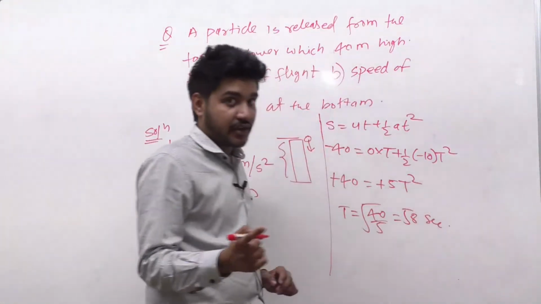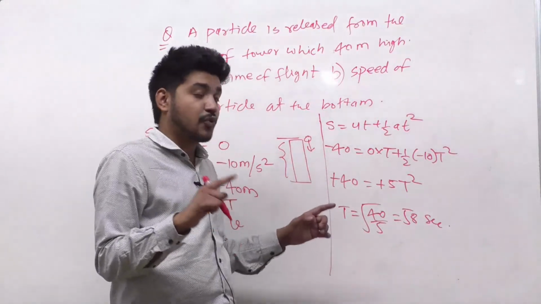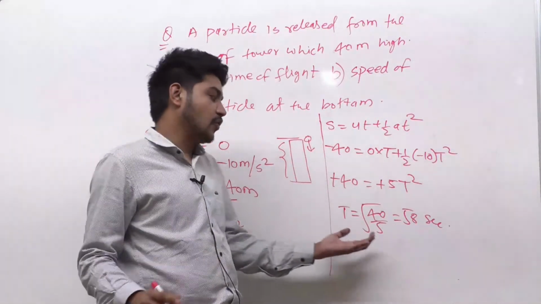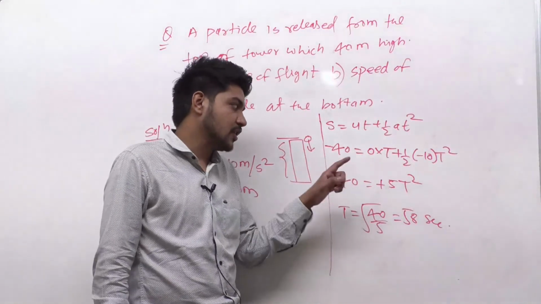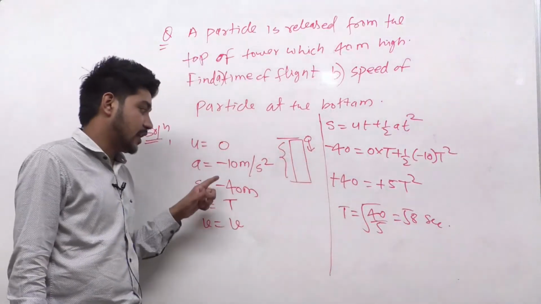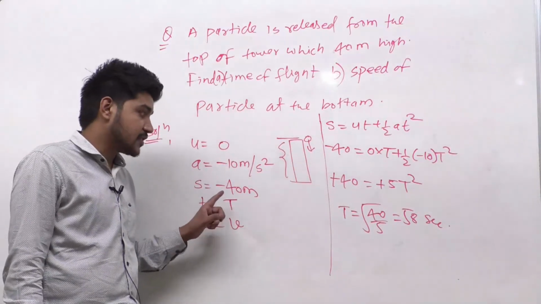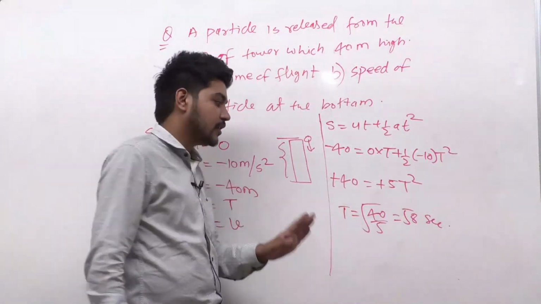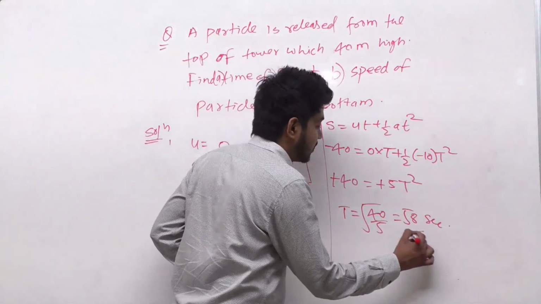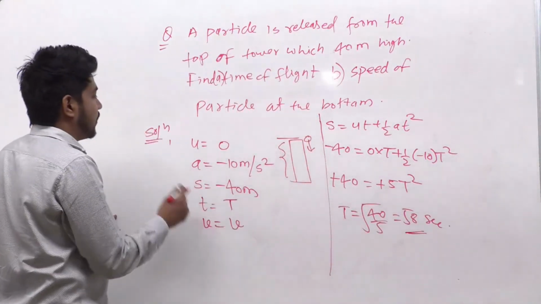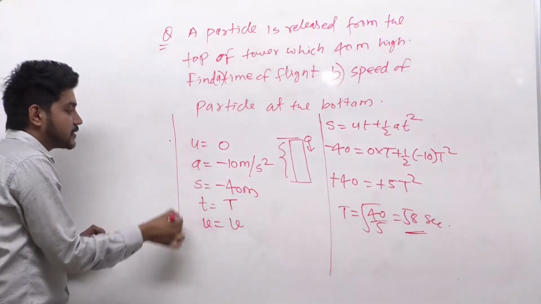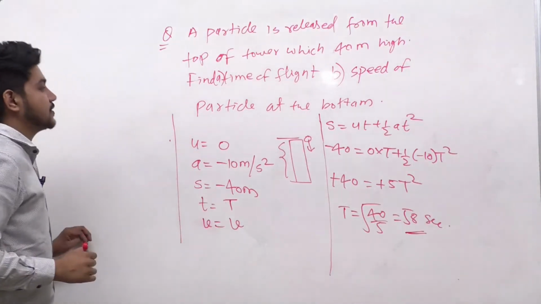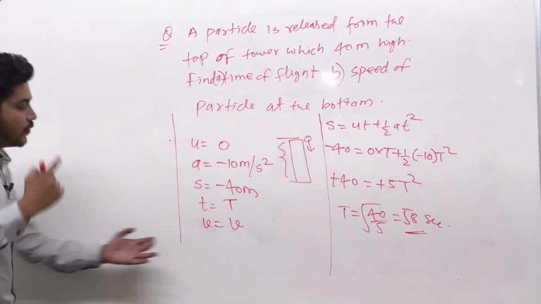Again I am saying, if you don't take direction or sign convention properly, you won't get the correct answer. If you miss any sign convention, you will get a negative inside the root, which is impossible. So you have to remember that too. Time of flight I have found. The other variable I will find on this side, because we don't have enough space.